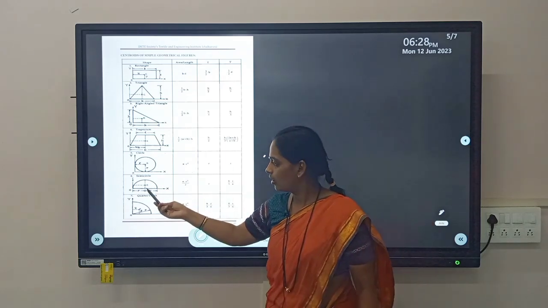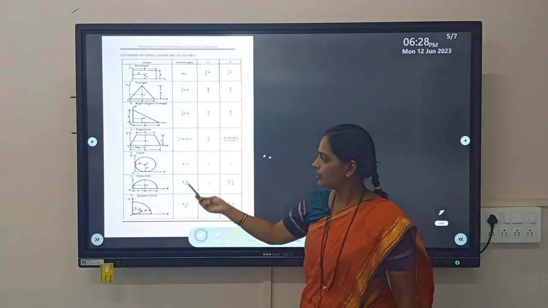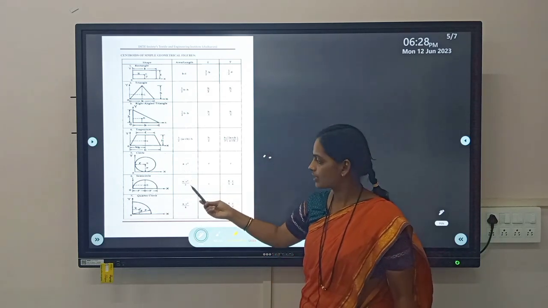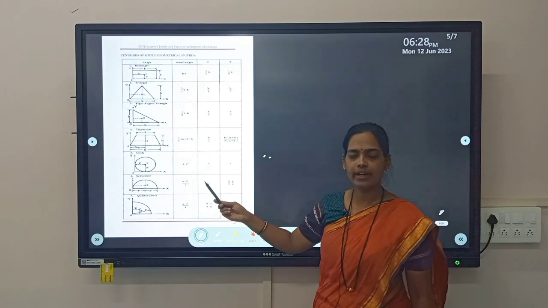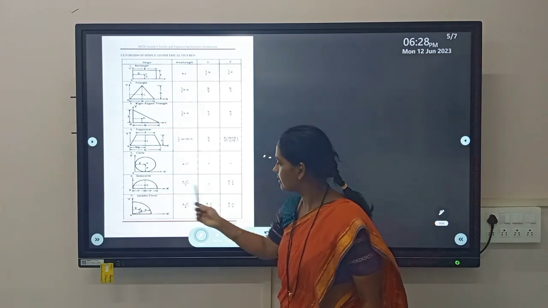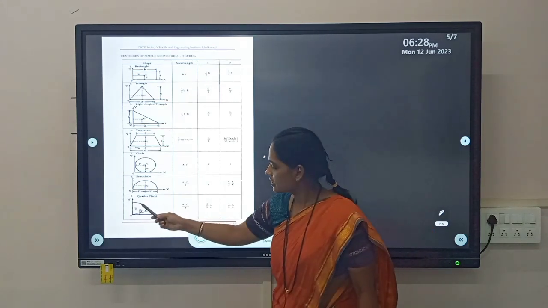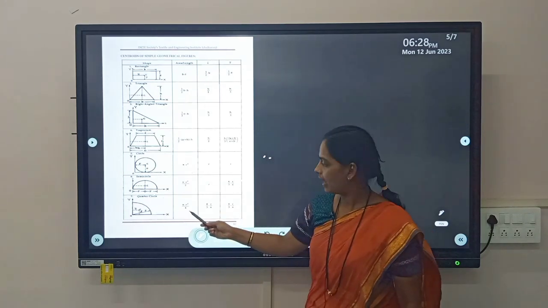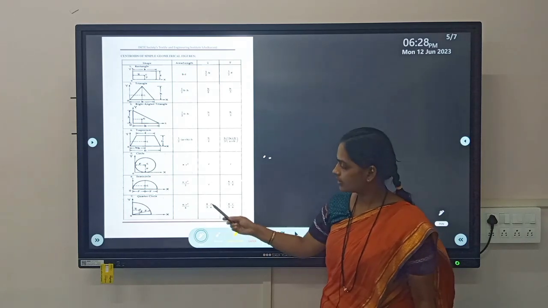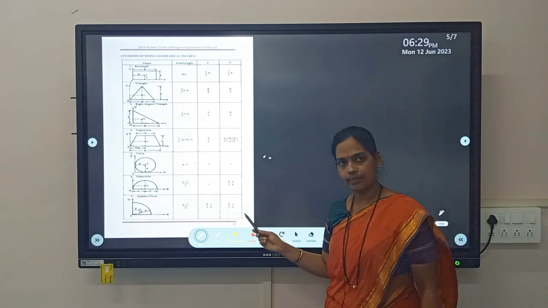This is a semicircle of radius r. The area of the semicircle is given by obviously half of the circle, pi r square by 2 or pi d square by 8. Then the x coordinate will be located at r distance and the y coordinate is 4r by 3 pi. For a quarter circle, the area is given by pi r square by 4. The x coordinate is 4r by 3 pi and the y coordinate is also 4r by 3 pi.